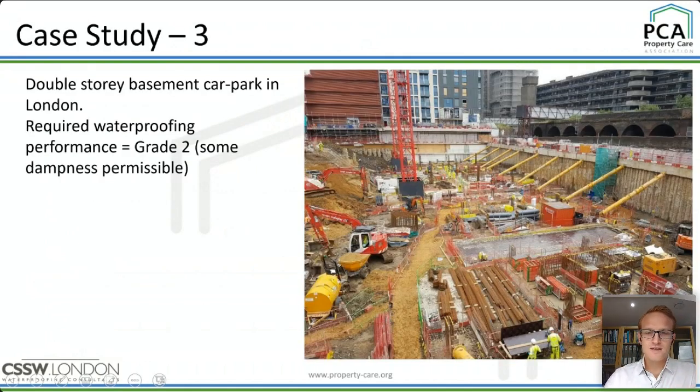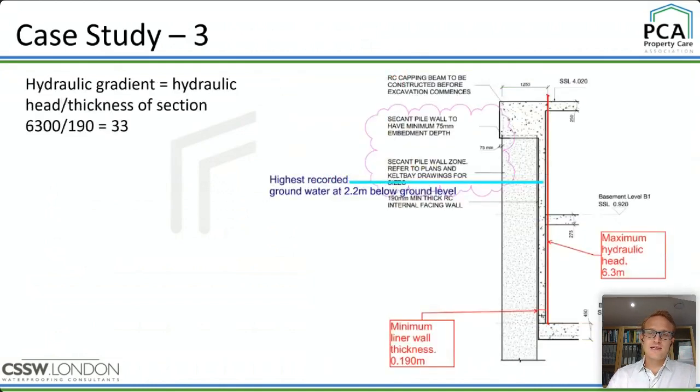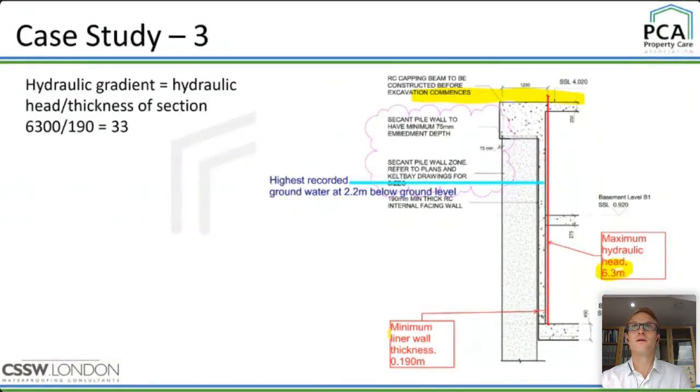Case study 3, and this is a double-story basement car park in London, and it required grade 2 waterproofing performance. And this is a section detail that I showed you earlier. So I'm saying that ground level is up here, and the maximum hydraulic head could be up to 6.3 meters. Your liner wall thickness is 0.19 meters, which is 190 millimeters. And that gives you a hydraulic gradient of this.